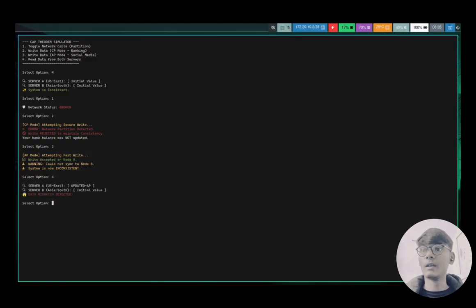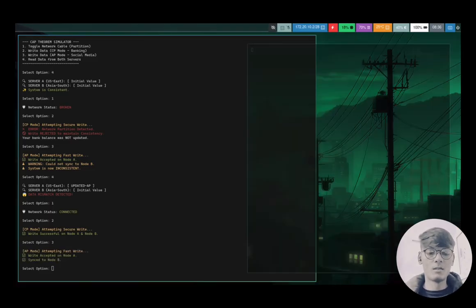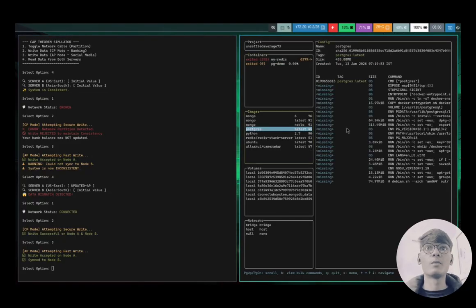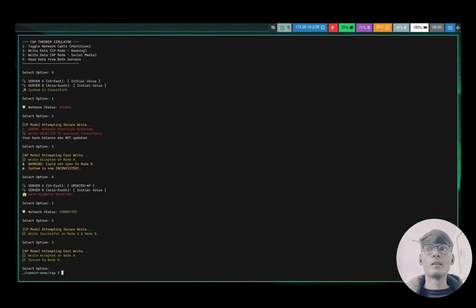Data mismatch detected. Toggle network status to connected. If we write data in CP mode, attempting secure write, it writes successfully on node A and node B. It is a simple program which can explain the concept.